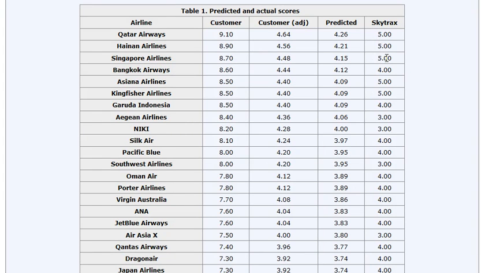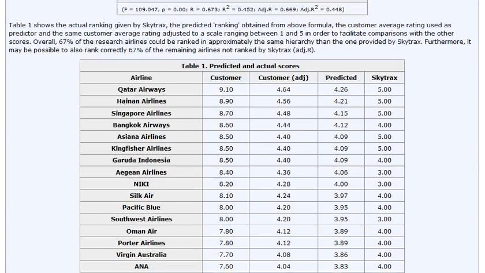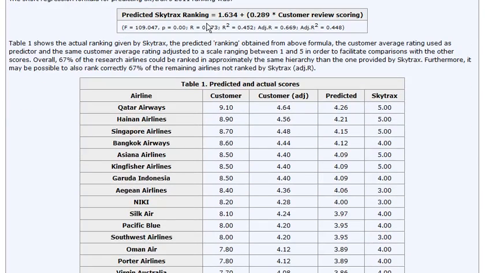Now we could compare those two, and the correlation between those two is relatively visible here. Those airlines which Skytrax thought had higher quality tend to score higher as well in the predicted score, so customers tend to value them highly as well, and the correlation between those two is the one that we found highlighted here earlier. So the correlation between those two variables is 67%.